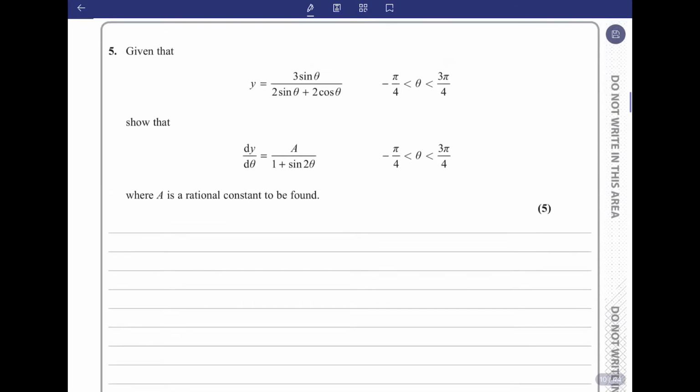Let's move on now to question 5, and we've got some trigonometry. So we have this function here of y equals 3 sine theta over 2 sine theta plus 2 cos theta, where theta lies in between these values. And we're asked to differentiate this y with respect to theta and show that it's of this form. Note it also says here that the constant we're trying to find is rational. This means that it's of this form. So it's no good if we have just a whole number on the top. It needs to be of the right form. So let's go ahead and approach this.